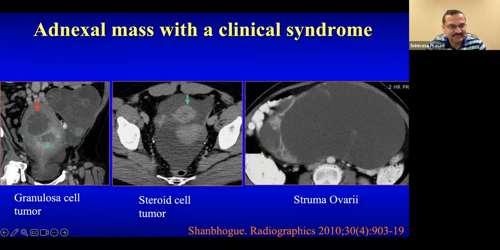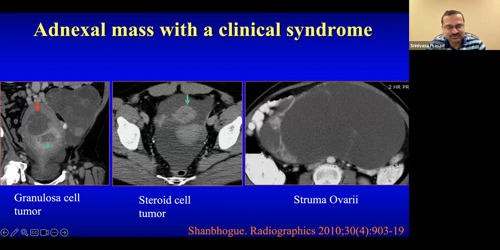The first case is that of a granulosa cell tumor of the left ovary with coexistent endometrial carcinoma due to the hyperestrogenism. And also, importantly, there was red degeneration of the fibroid, which is a complication of fibroid due to hyperestrogenism. We typically see that in pregnant women undergoing red degeneration of the fibroid, but this was red degeneration due to the elevated levels of estrogen.